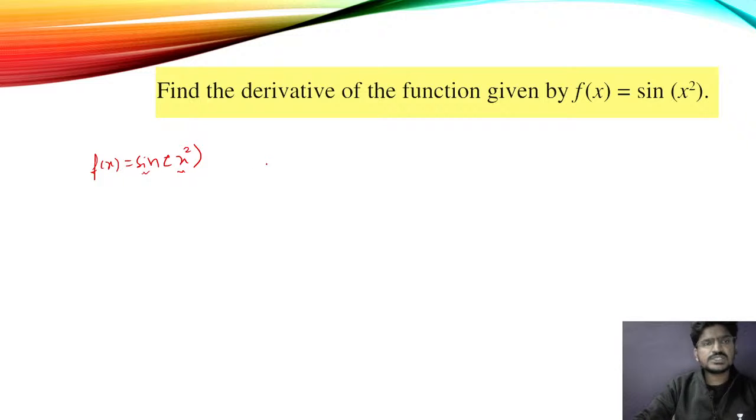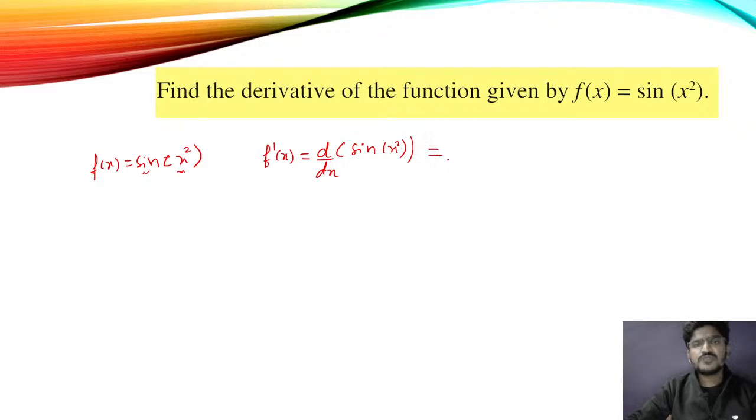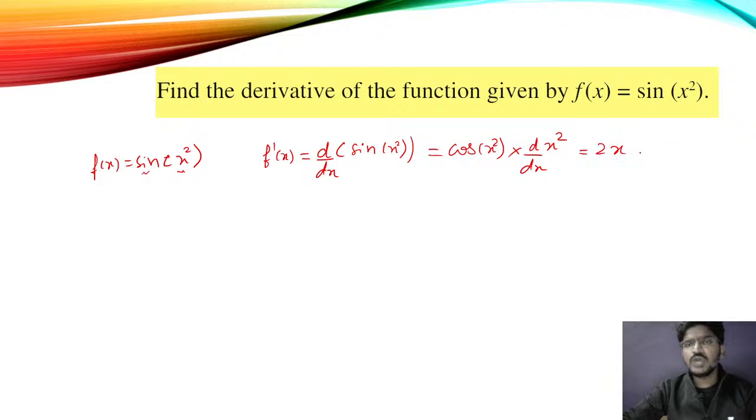So if I differentiate this, what are you going to get? f dash of x equal to, first you can write it as d by dx of sine x square. So differentiation of sine is going to be cos x square. After this, follow the chain rule, differentiate x square. So what are you going to get? Differentiation of x square is 2x, and this is going to be cos x square. So 2x cos x square is going to be the answer for sin x square.